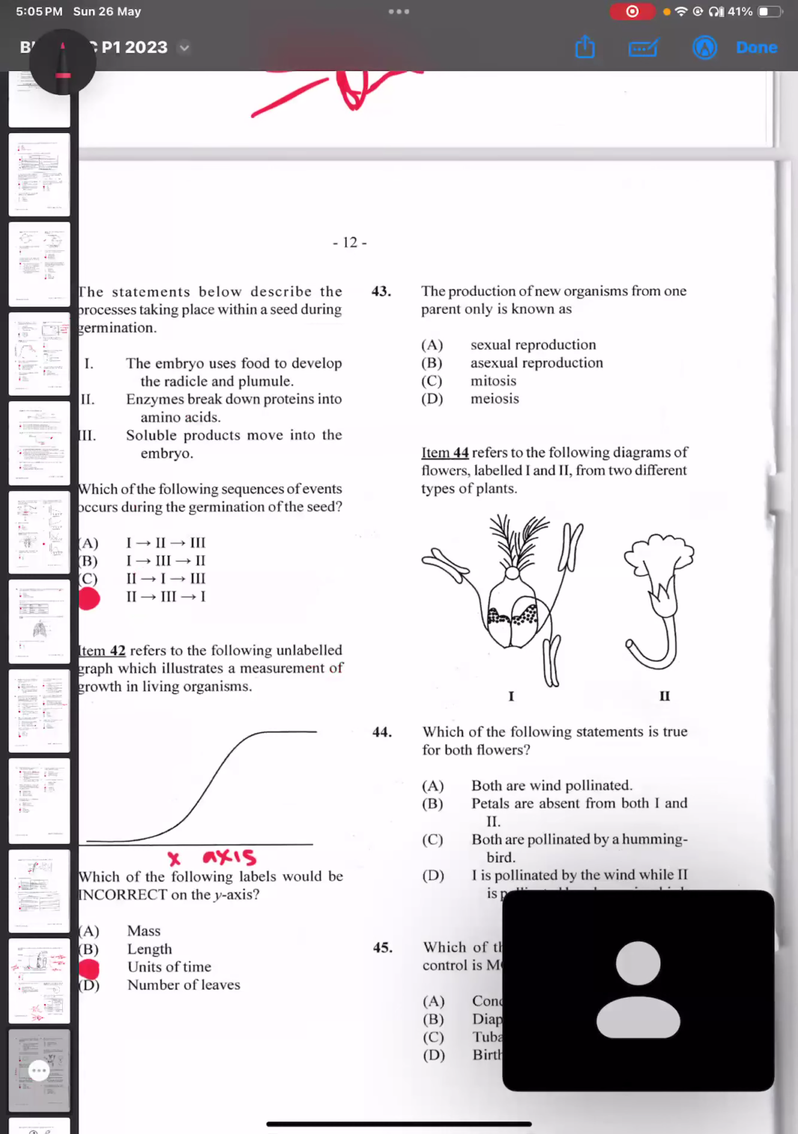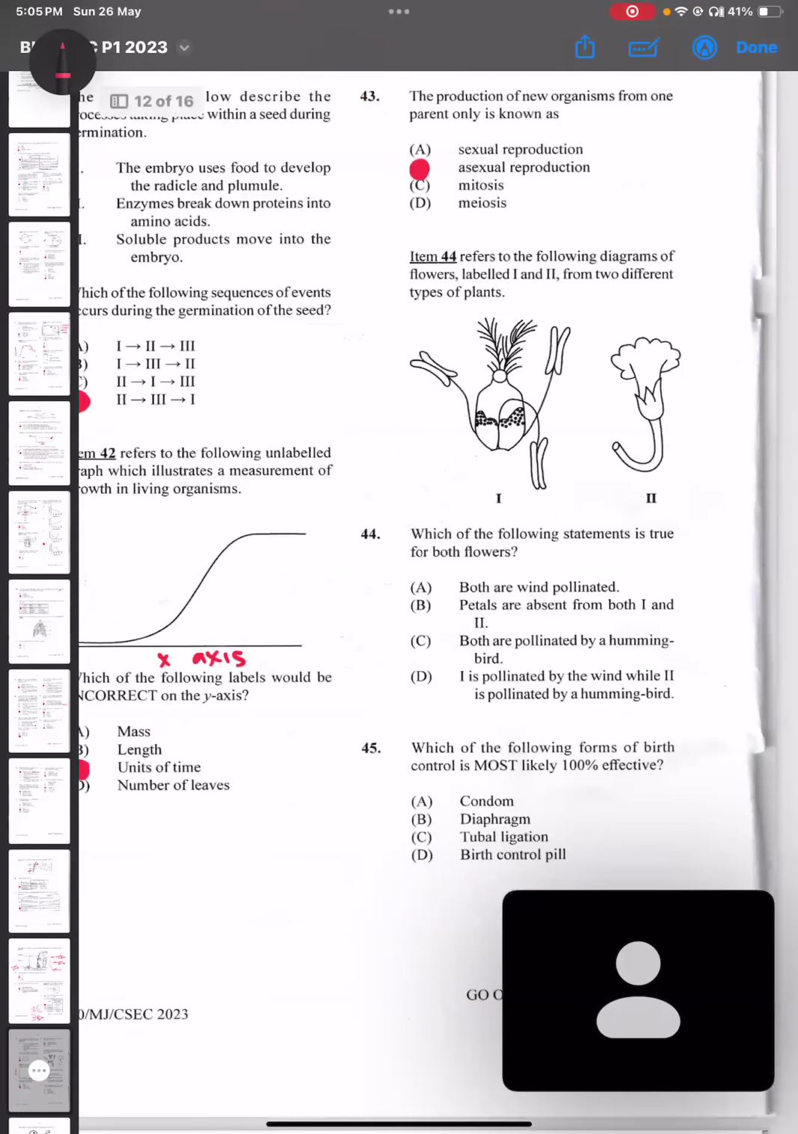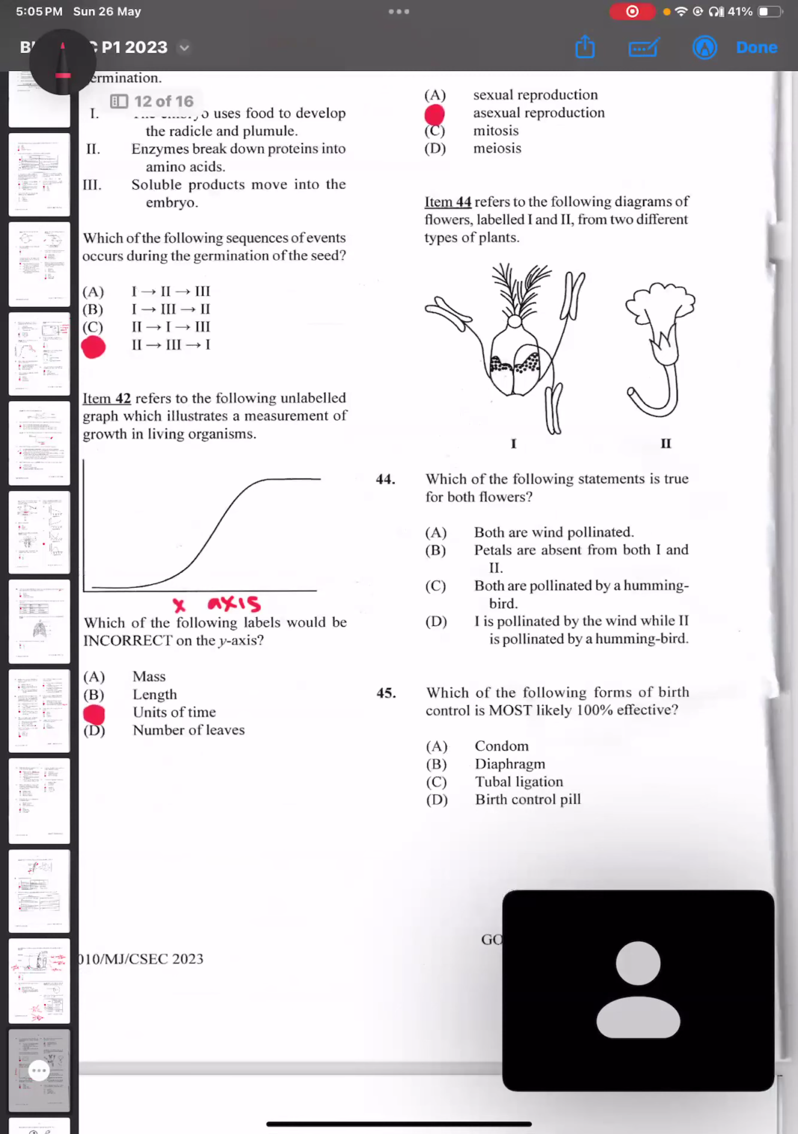And then for 43, the production of new organisms from one parent is asexual reproduction. For 44, it's asking you to identify which of the statements is true about both flowers. So for 44, what's our answer? Okay, I see one person saying D. Does anybody else have a different answer? Oh, everybody's saying D. So D is the answer.